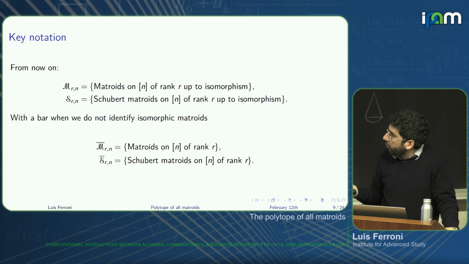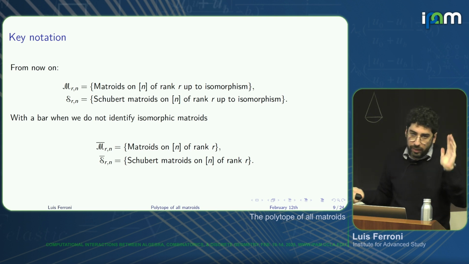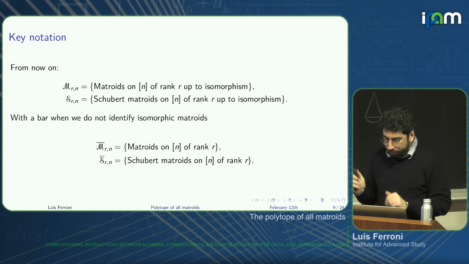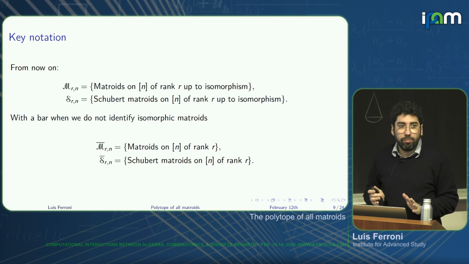Just so that you know, the number of Schubert matroids up to isomorphism is n choose r. The number of matroids up to isomorphism is an open problem, even asymptotically. And the same happens here: we do know what the count for S bar is. It's related to the h-vector of the stellohedron, if you know what that is. And M bar is very hard and also not known, not even asymptotically. So yeah, any questions so far?